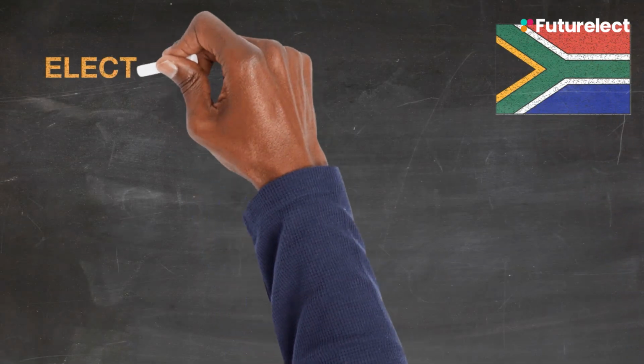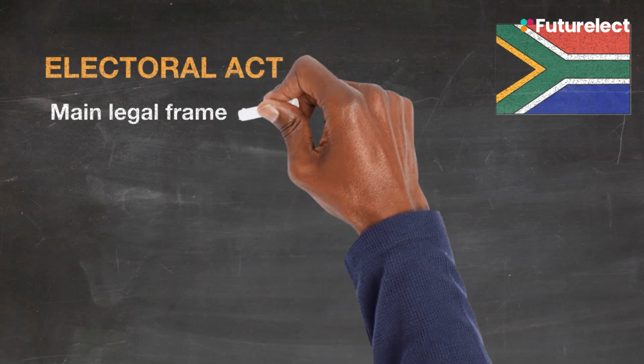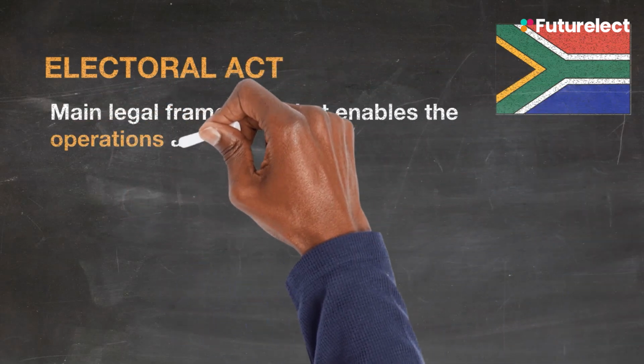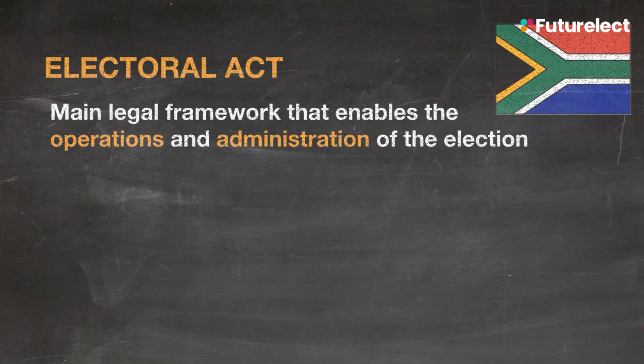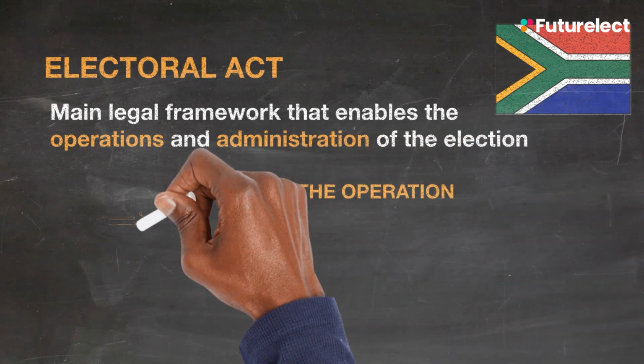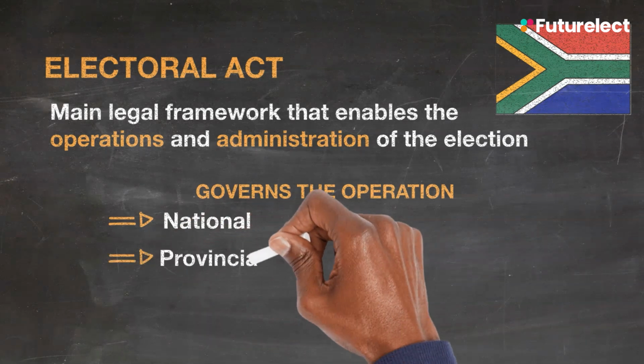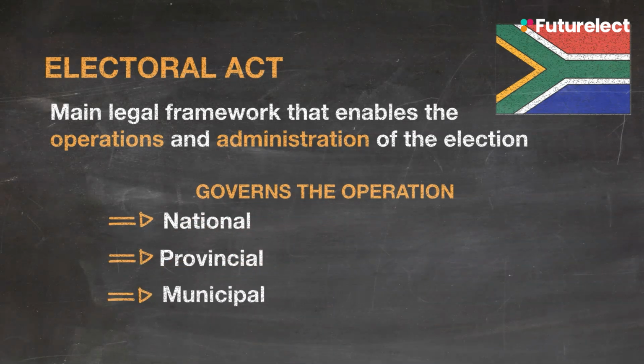In addition to the South African Constitution, the Electoral Act provides the main legal framework that enables the operations and administration of the election. The Electoral Act governs the operation of all national, provincial, and municipal elections in South Africa, together with its associated laws and regulations.